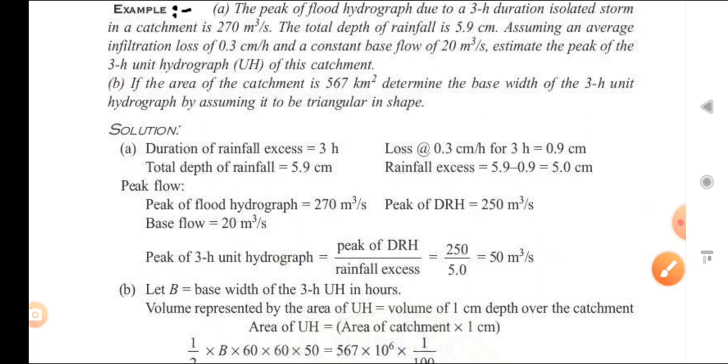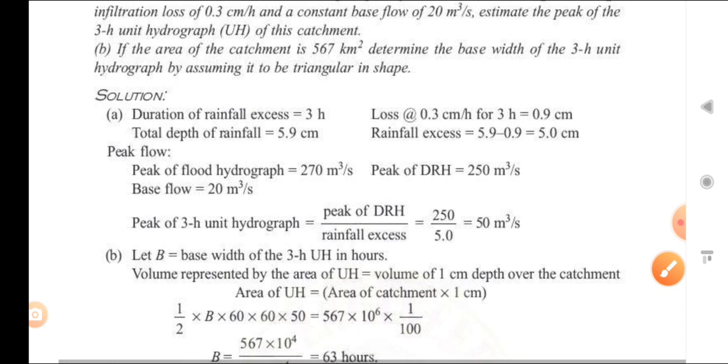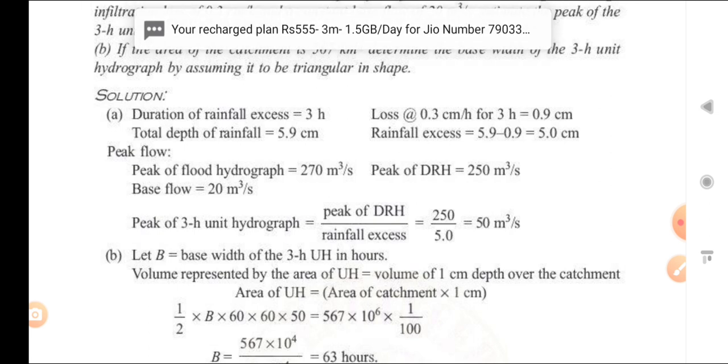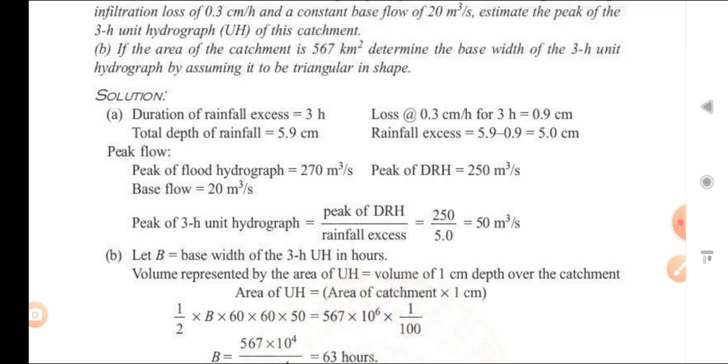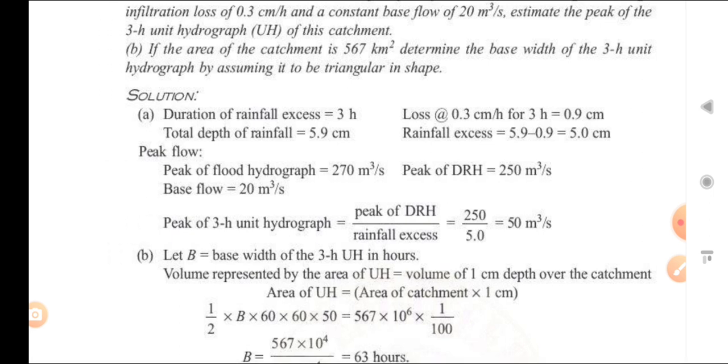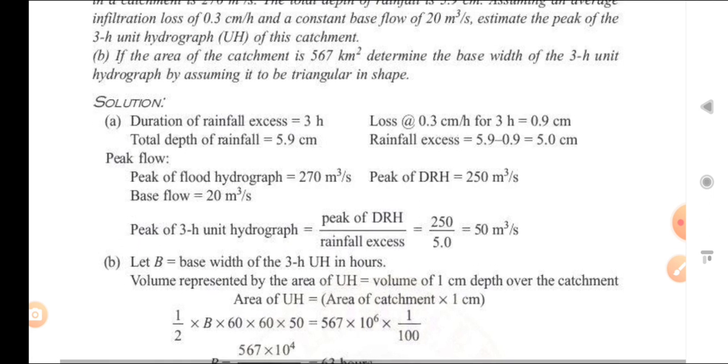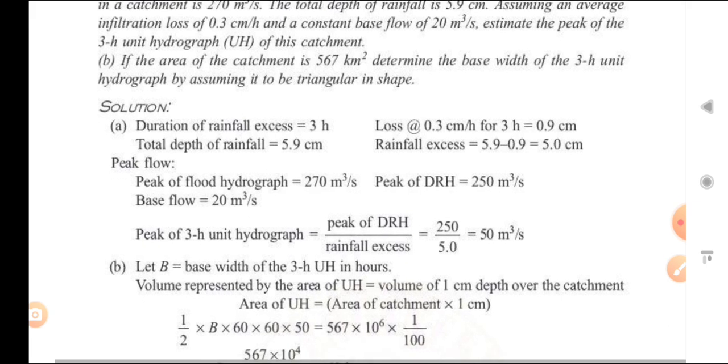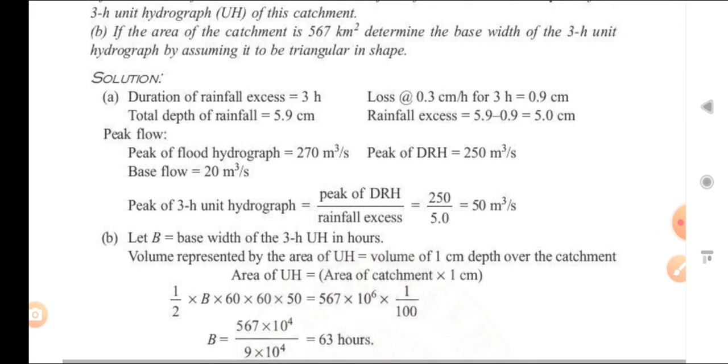Now the second part: if the area of the catchment is 567 kilometer square, determine the base width of the 3-hour unit hydrograph by assuming it to be triangular in shape. Okay, now they are saying if the area of the catchment is 567 kilometers square, determine the base width. They are saying we have to find the base width, and they have also given the shape, which is triangular.